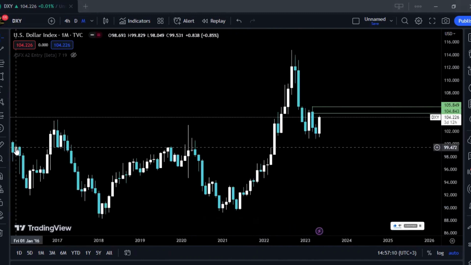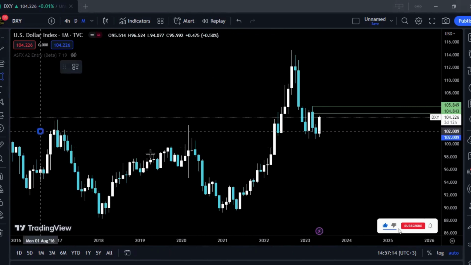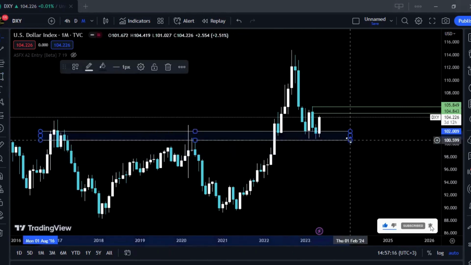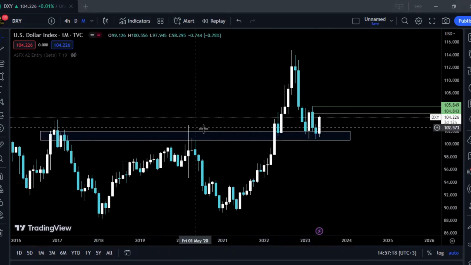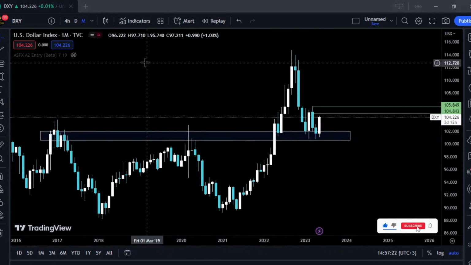And obviously, if we look at the structure from the past out here, we see as if prices broke above this structure, retested, and now we might be looking to see a continuation.